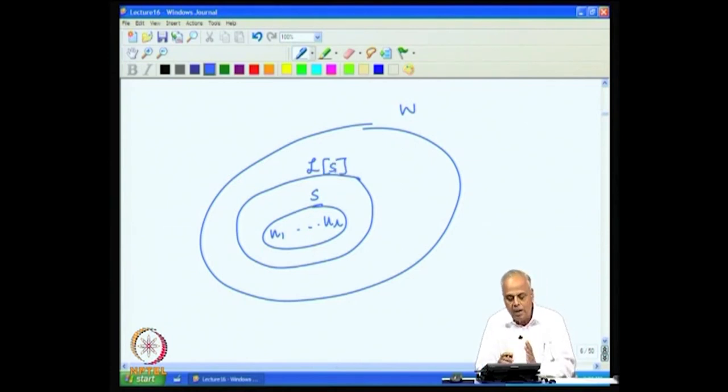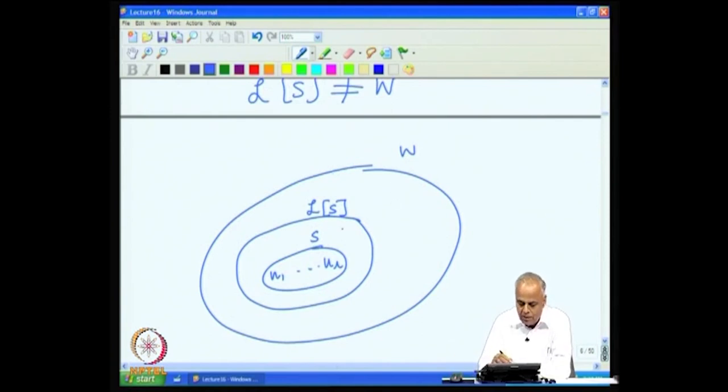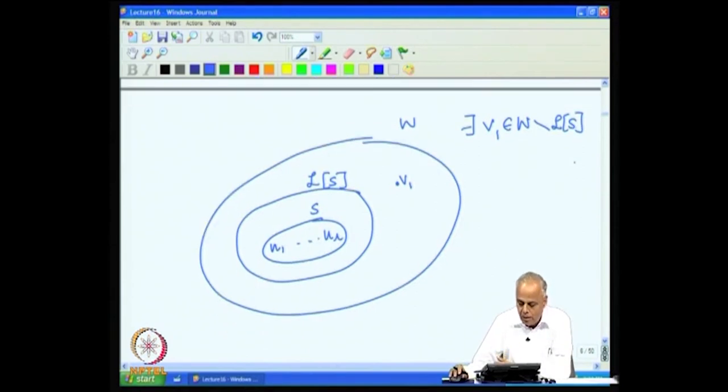LS cannot be W, it has to be only a small part of W, and therefore, if LS is not W, there is something sitting in W outside LS. Let us say one such vector is v 1. So, there exists a v 1 which is in W, but which is not in LS. So, W minus LS.